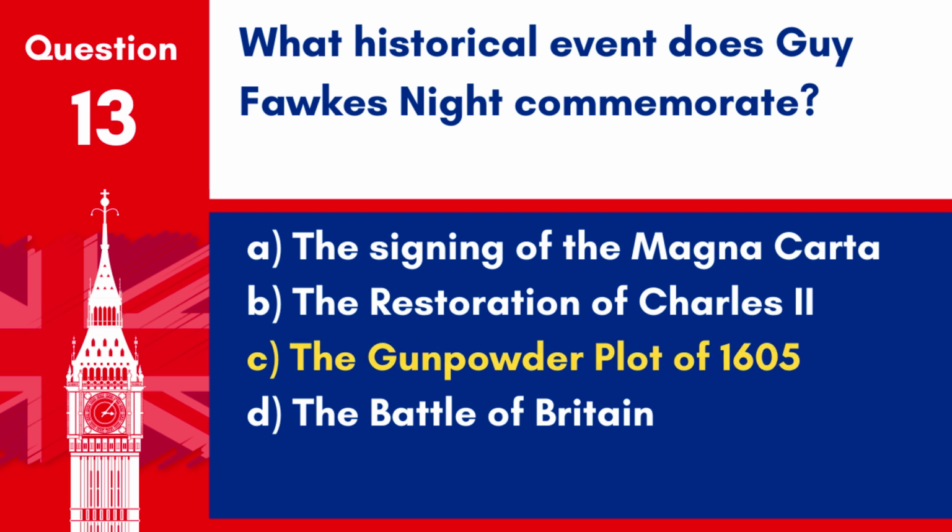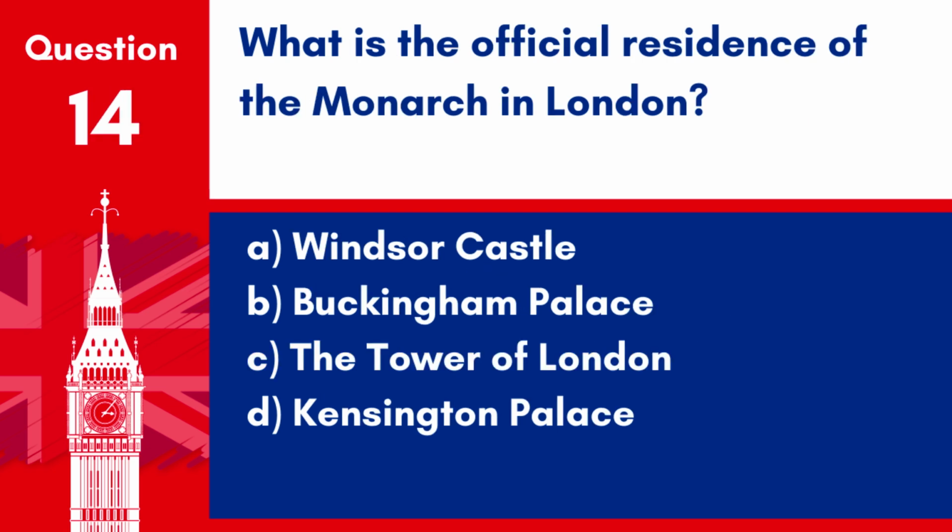Answer: C. The Gunpowder Plot of 1605. Guy Fawkes Night commemorates the Gunpowder Plot, in which Guy Fawkes and other conspirators attempted to blow up the Houses of Parliament in 1605. Question 14. What is the official residence of the monarch in London?